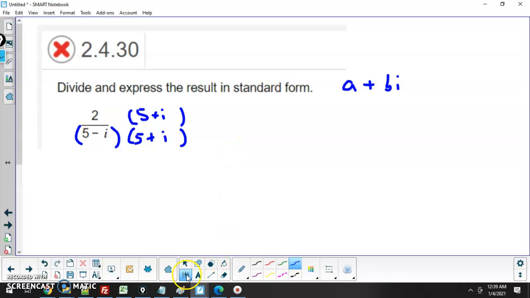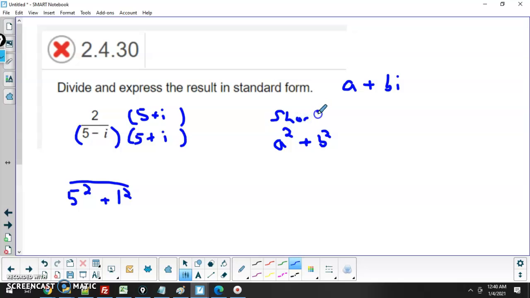Now there is a shortcut here. When you multiply a complex number by its conjugate, the result is always a squared plus b squared, where a is the real part and b is the number in front of the imaginary part. So here the denominator is a squared, which is 5 squared, plus b squared. b is an understood 1 here, because of 1i, so it would be 1 squared. That's the shortcut, so make sure to use this.